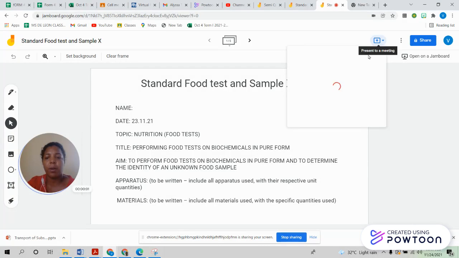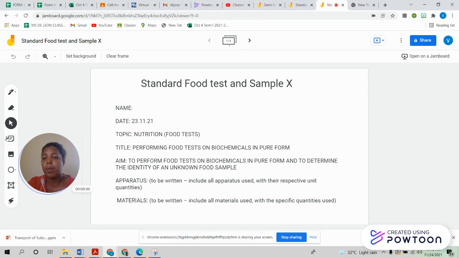Hi, good day, everyone. This is the explanation for how to write up your standard food test on sample X. So remember to put your name, then the date. I have the date here already, your topic, your title, the aim. So you're going to remember what apparatus and write it in, and the materials. Remember, apparatus and material is to be written separately.